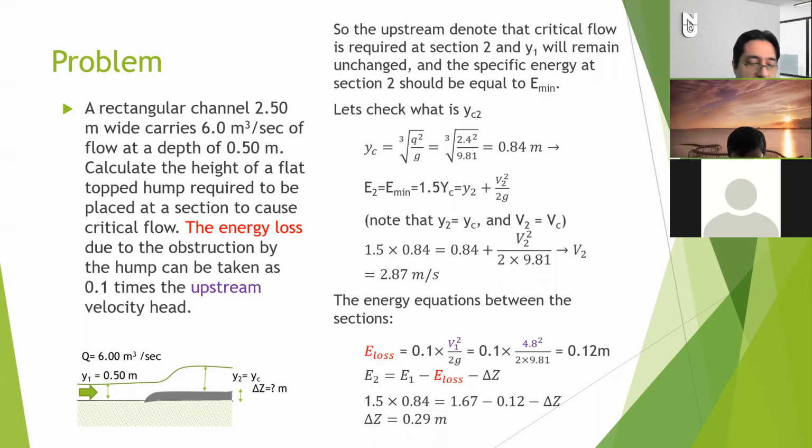1.5 times 0.84, most probably it is just a typo, minus 1.67 plus 0.12. It is going to be 0.29 meters. Look, correct. There is no calculation mistake, it is a typo. So you see that the height of the hump should be 0.29 meters. This is the solution of the problem.